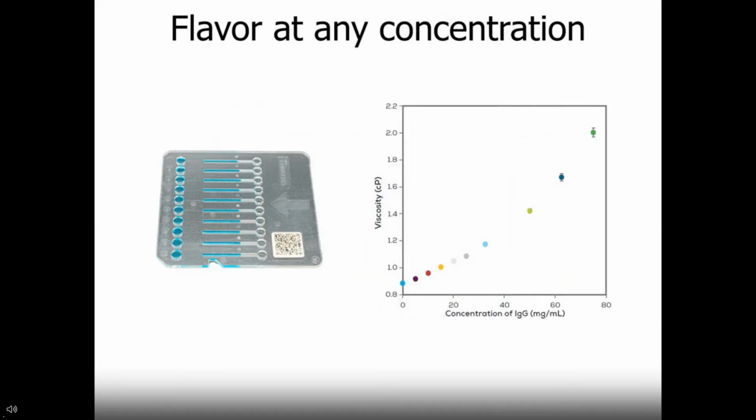Okay, when we do run 10 samples at a time, the results that we'll see look something like this. So here we're looking at 10 different IgG concentrations formulated in PBS. We're looking at averages with error bars showing standard deviation. You can see as concentration increases, then viscosity also increases for our IgG sample.